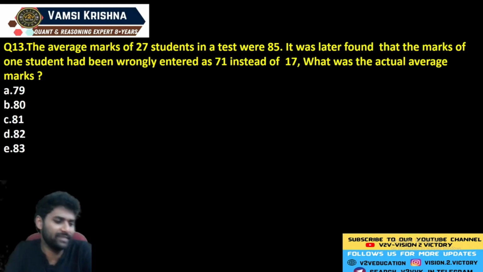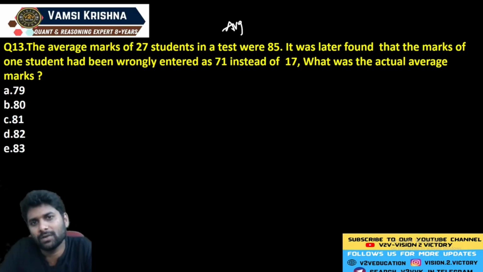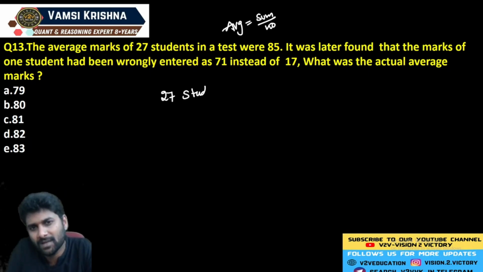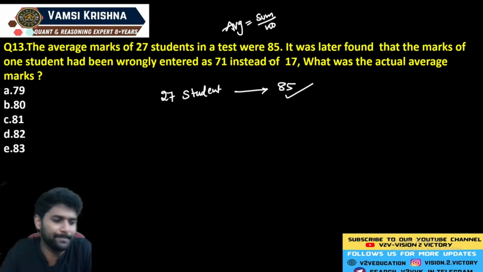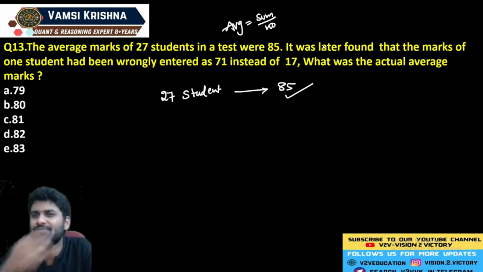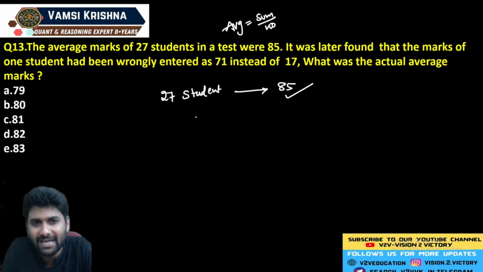Now see the question from average, and you already know that average is equal to sum divided by number of items. Now see, the average marks of 27 students in a test was 85. Guys, this is the average. Next one, see, it was found that the marks of one student had been wrongly entered as 71 instead of 17. Guys, they entered 71, it's a wrong score. But actually, you need to enter how much? 17.